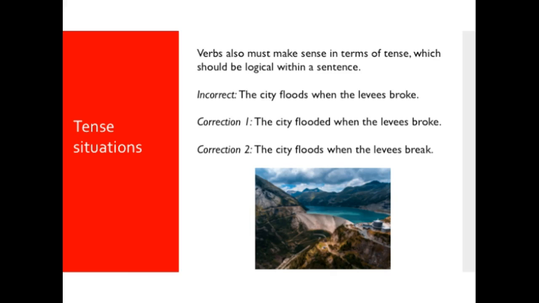So the second clause in the sentence, when the levees broke, is in the past, right? We know that at some point in the past, levees broke. But the city floods is in the present. And this could be describing something that is happening at the very moment or something that happens routinely, like the city floods when this happens. But it doesn't make sense to say that the city flooding is happening right now when the levees are breaking in the past tense. So we either need to put both in the past tense or both in the present tense. So we could say the city flooded when the levees broke, or we could say the city floods when the levees break to describe more of a hypothetical situation.